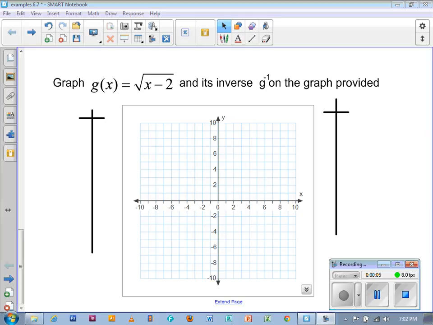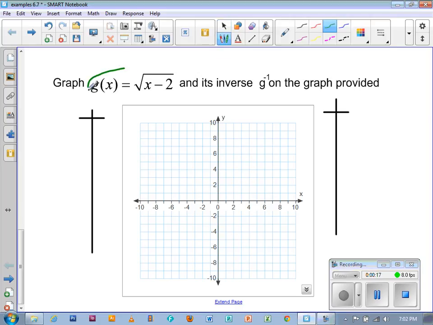What I thought I'd show you is how to graph a square root equation, if you're presented with one. In this case, we are: g of x is equal to the square root of x minus 2. And we're going to graph its inverse and demonstrate that on the grid. So first, I'll demonstrate how I can sketch this square root equation.